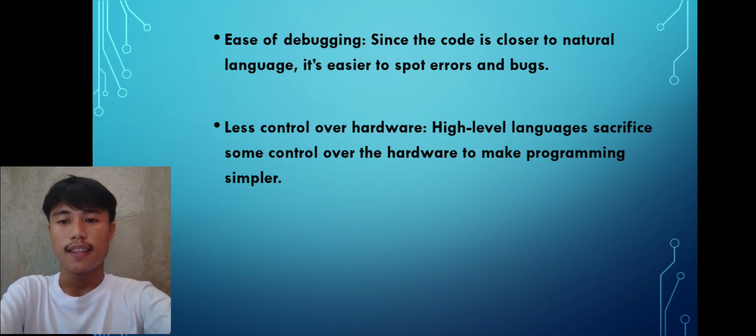And the fourth, ease of debugging. Since the code is closer to natural language, it's easier to spot errors and bugs. Fifth and last, less control over hardware. High-level languages sacrifice some control over the hardware to make programming simpler.